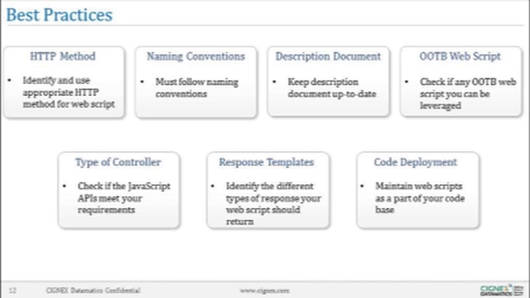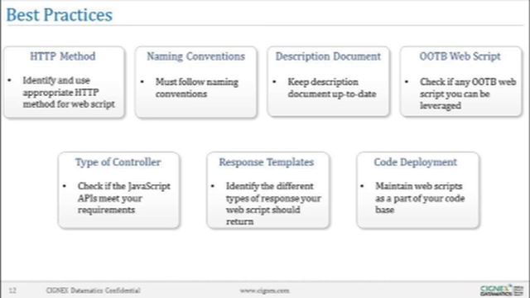The first thing is that whenever you are creating a web script, you first need to identify which kind of HTTP method you'll be using, and you need to use the appropriate HTTP method for your web script. For example, if you are retrieving content from the repository, in that case you would like to go for the HTTP GET method.